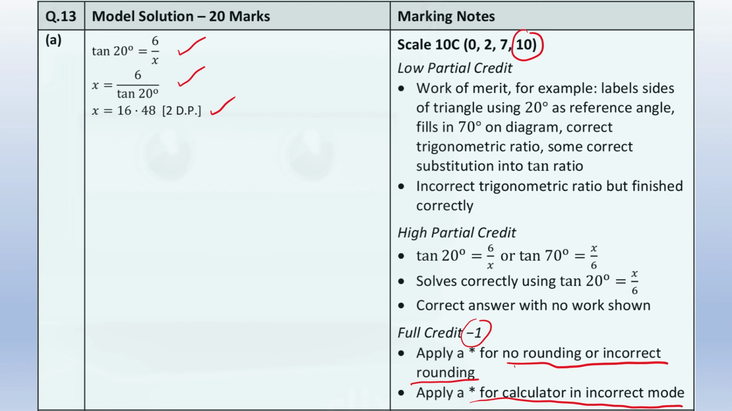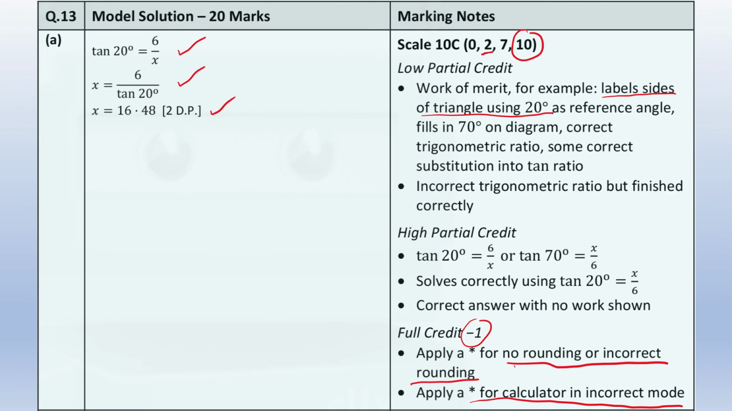Basically your high partial credit is if you've made a mistake, but then your low partial credit, you're getting 2 marks for any work of merit. So even if you started labeling the sides of your triangle using your 20 degrees, so even if I had seen hypotenuse written down in the right place on your right angle triangle, I had to give you 2 marks. So even starting out the process there gets you your marks. Basically they were throwing 2 marks at you if you'd started that question any way at all.